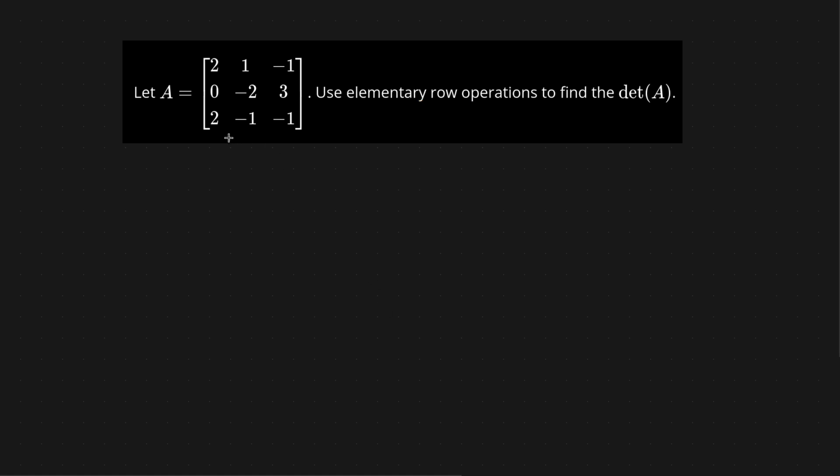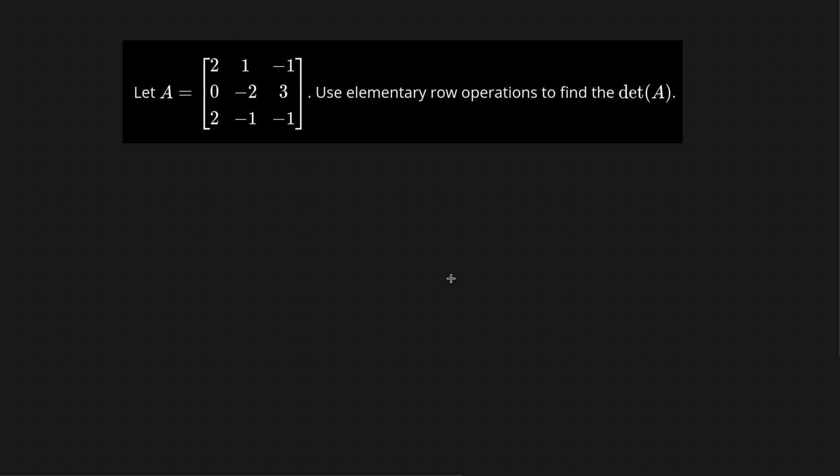The idea here is we're going to take our matrix A and use elementary row operations to transform matrix A into something that is easier to find the determinant of. And once we do that, we can invert those elementary row operations, use what we know about how elementary row operations affect the determinant, and find the determinant of the original matrix A. Okay?